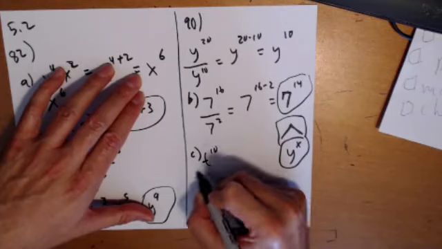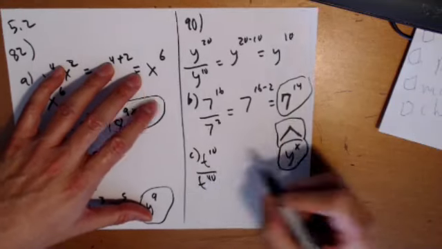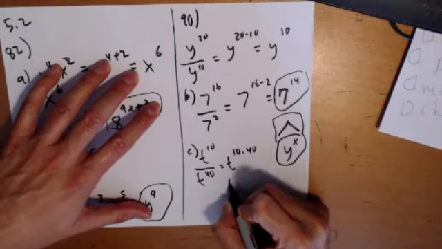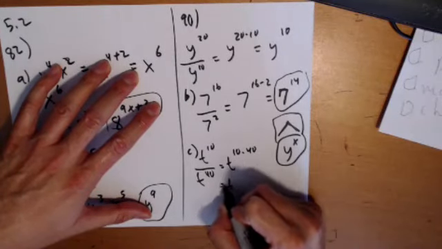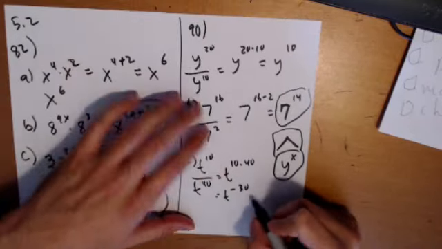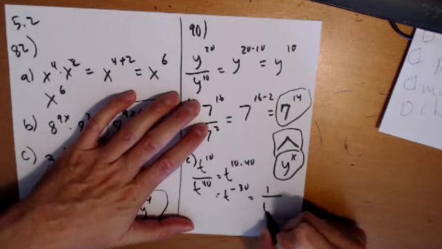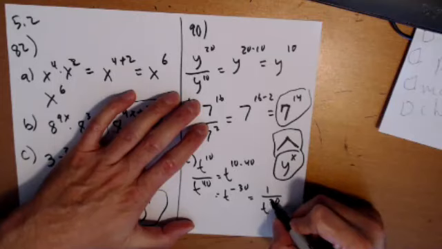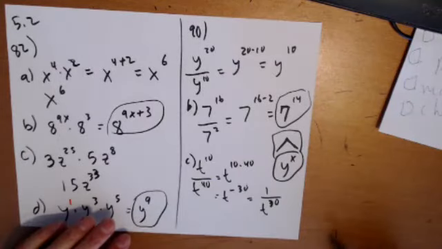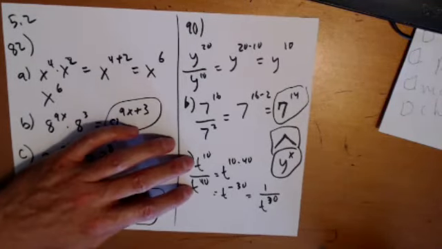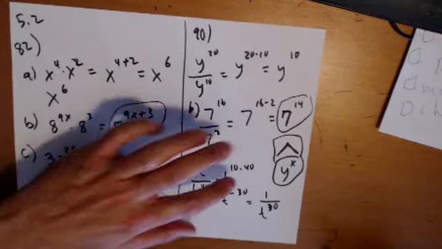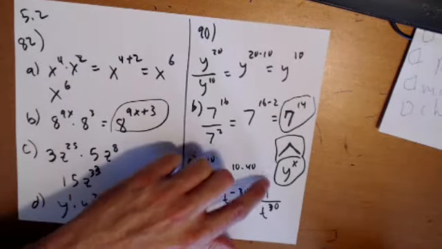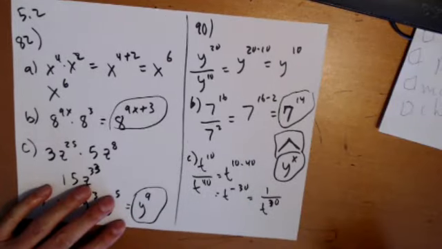Okay, 90, C. T to the 10 over t to the 40. So that's going to be t to the 10 minus 40, which is t to the negative 30. We don't like negative exponents, so we usually say 1 over t to the positive 30. Catch that? T to the 10 over t to the 40. Subtract them, you get t to the minus 30. And we don't like negative exponents, so we call it 1 over t to the positive 30.